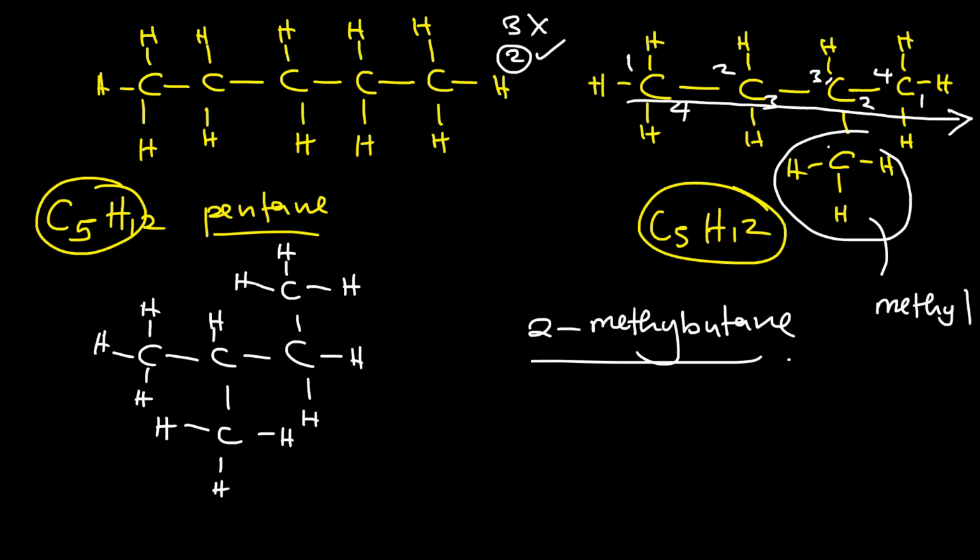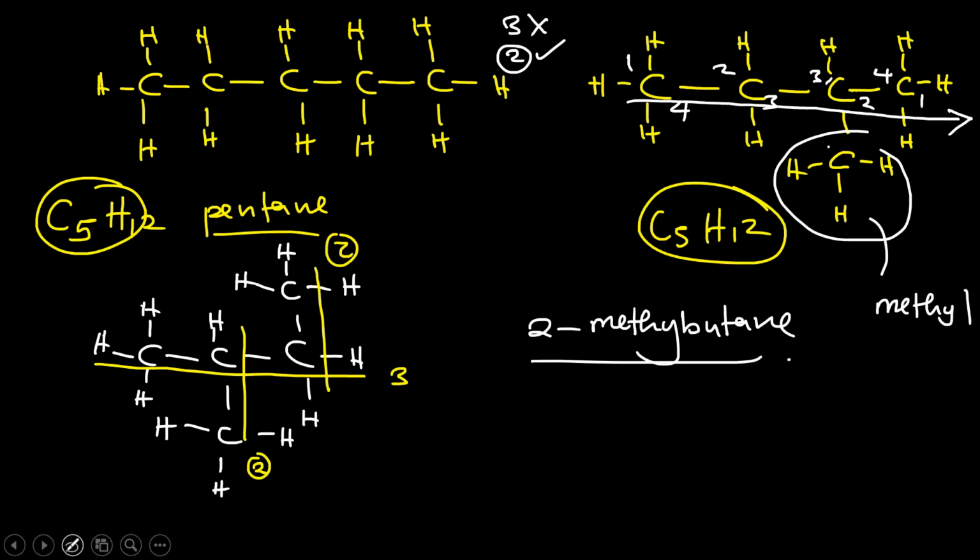If it was like this, what was going to be the name? Now look at this. Always we look at the long chain first. If we look at this, it has 3 carbons. This has only 2 carbons. And therefore, we follow the long chain. After identifying the long chain, we count 1, 2, 3.